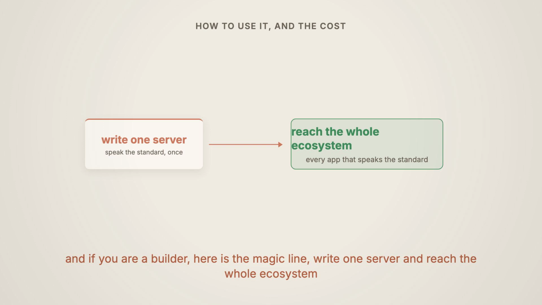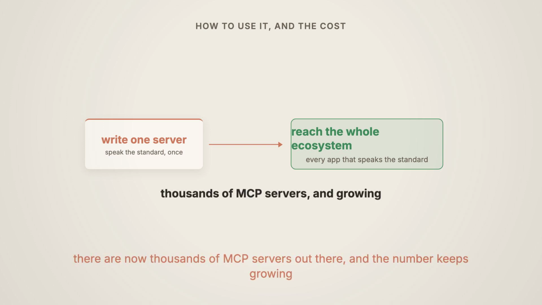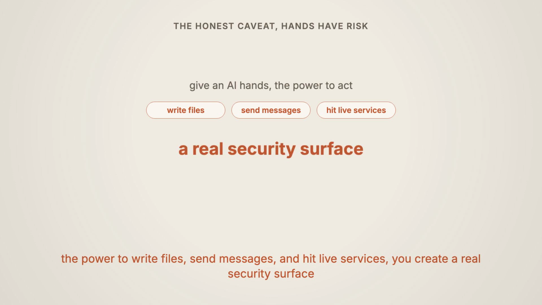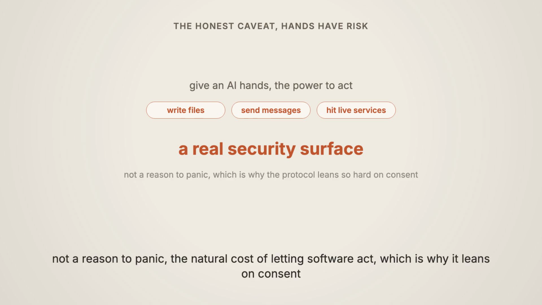Thanks to that shared standard, there are now thousands of MCP servers out there, and the number keeps growing. Now the part a one-stop explainer must not skip. The moment you give an AI hands, the power to write files, send messages, and hit live services, you create a real security surface. This is not a reason to panic. It is the natural cost of letting software act, which is exactly why the protocol leans so hard on consent.